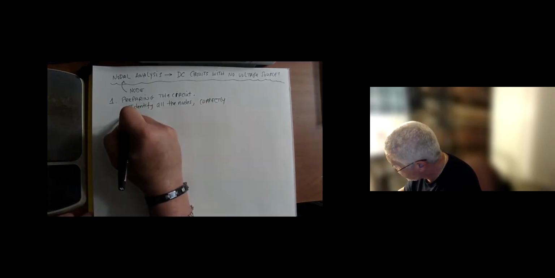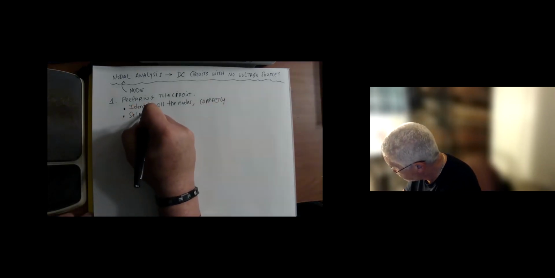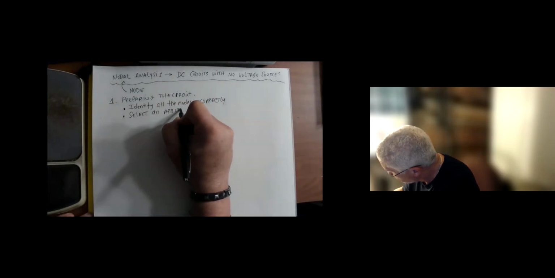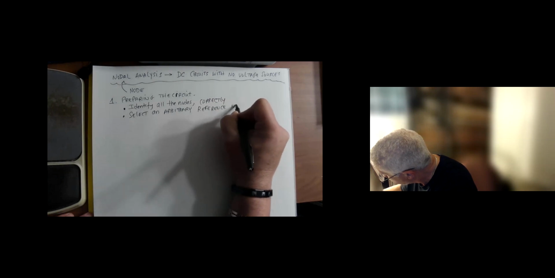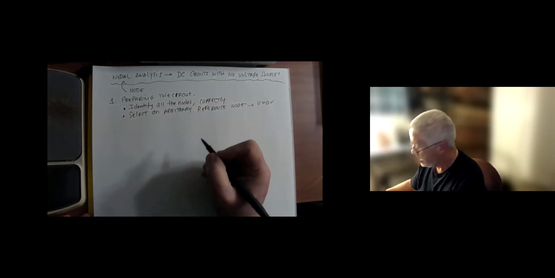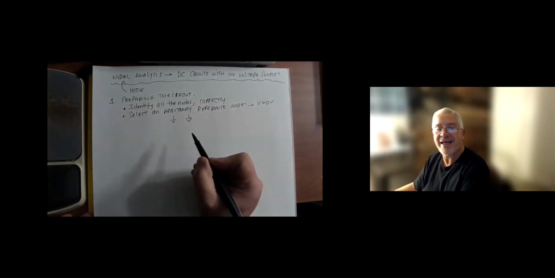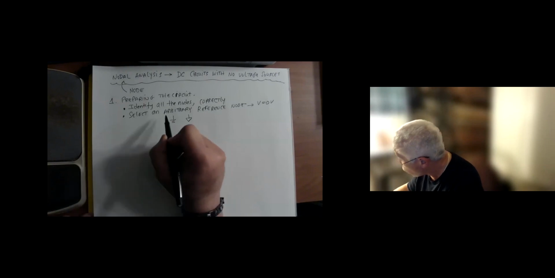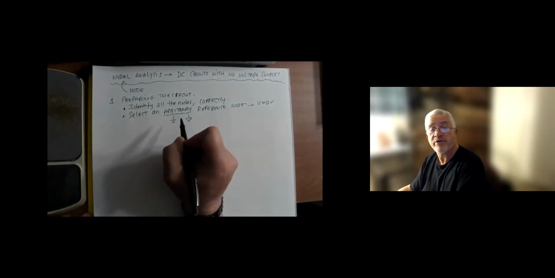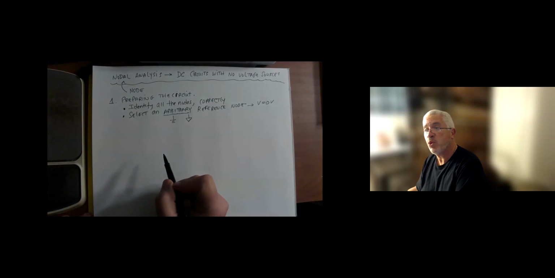Identify all the nodes. The second step is we select an arbitrary reference node. And when we do that, we're saying that the reference node has a voltage of 0 volts on it. We put the symbol, either this symbol or this symbol, as an indicator of which one is our reference node. And I really am talking about an arbitrary reference node. It really doesn't matter to the solution which one you select.